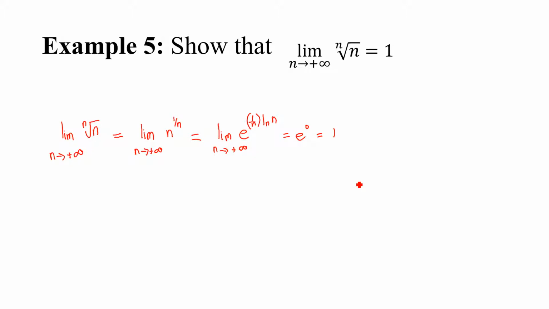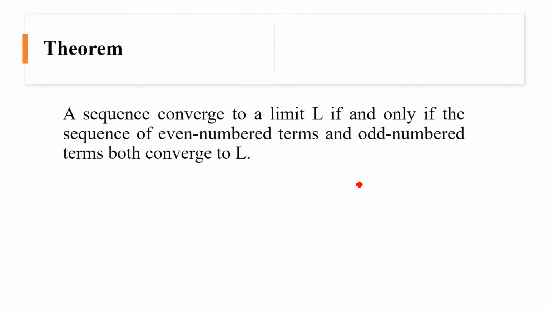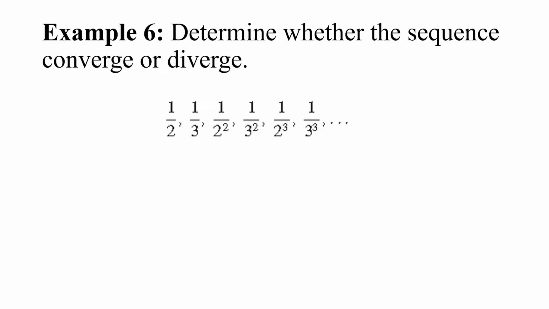So sometimes the even number and odd number terms of a sequence behave sufficiently differently that it is desirable to investigate the convergence separately. So we have a theorem for that. A sequence converges to a limit L if and only if the sequence of even number terms and the odd number terms both converge to L. Okay.